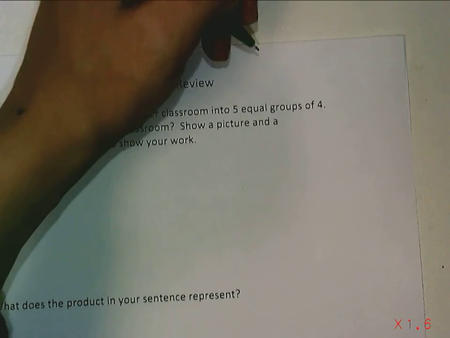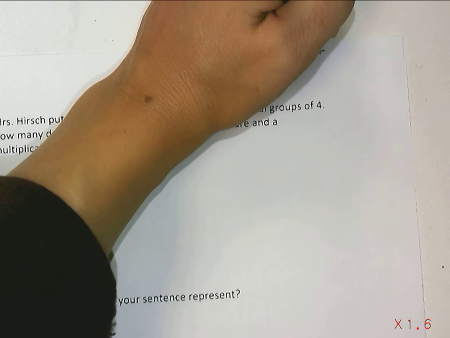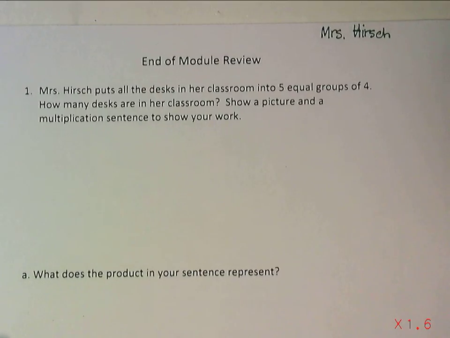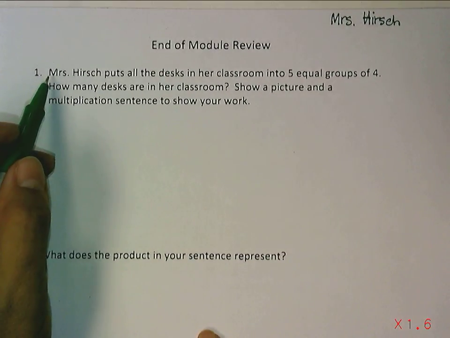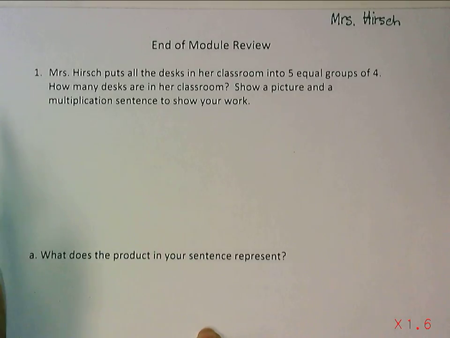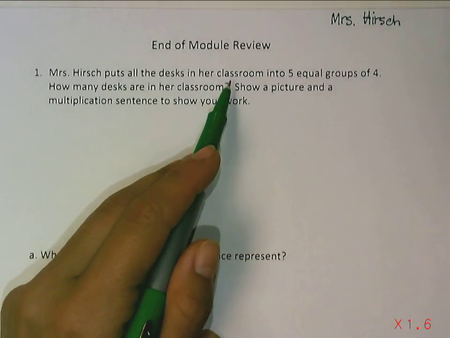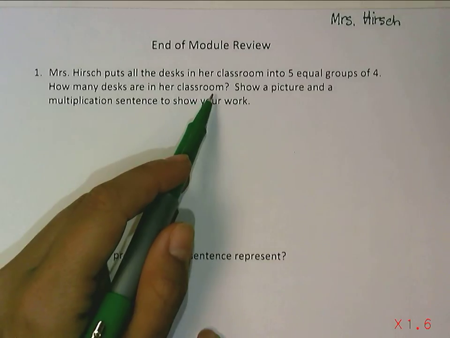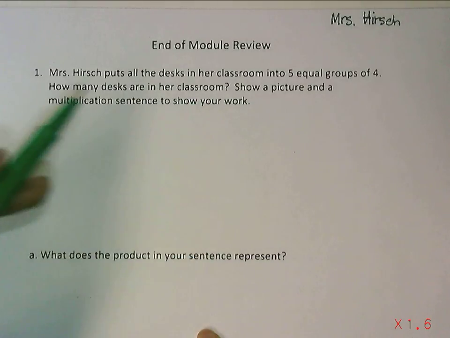So I'm going to write my name at the top, and the date, and then I'm going to have you follow along with me. I'm going to read the word problem that we're working with today, and then we will start solving. So here is our end of module review number 1. Mrs. Hirsch puts all the desks in her classroom into 5 equal groups of 4. How many desks are in her classroom? Show a picture and a multiplication sentence to show your work.